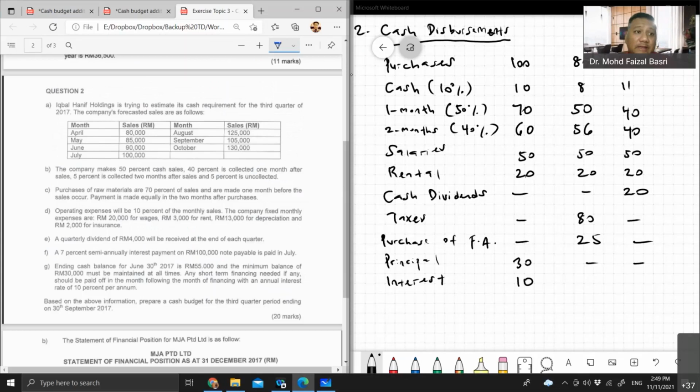For example, in the question that I already posted in my guru earlier, the Iqbal Hanif Holdings one, there's one section here. This one. They have depreciation here.